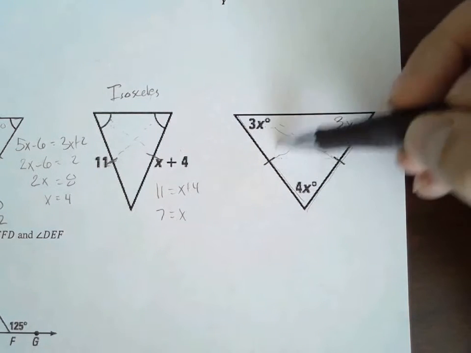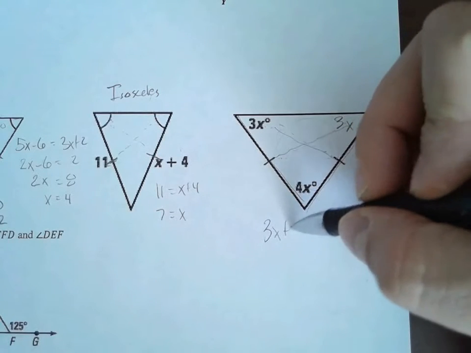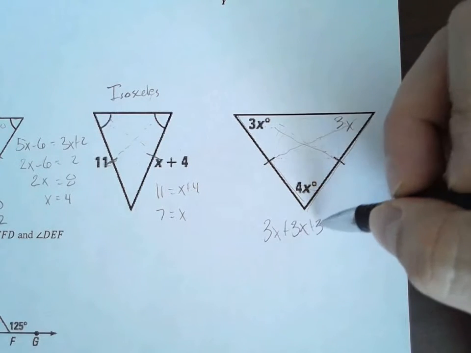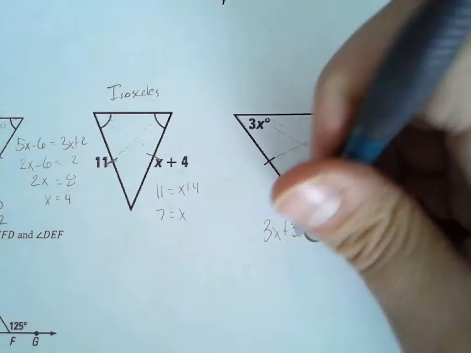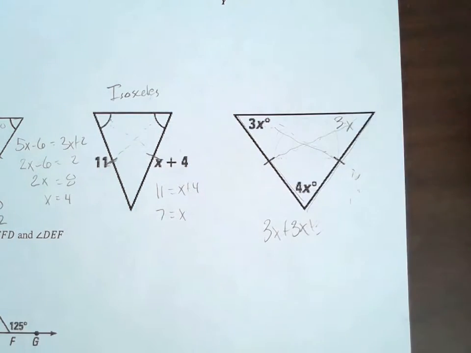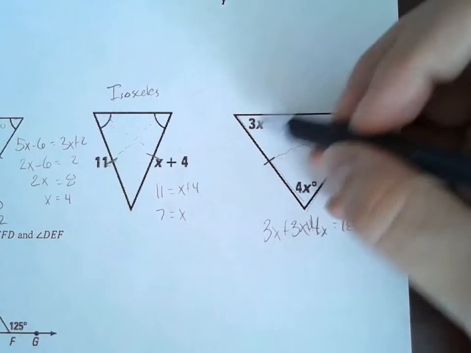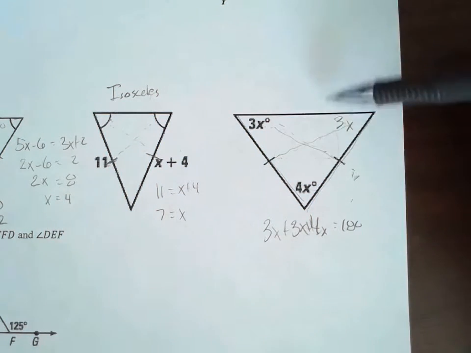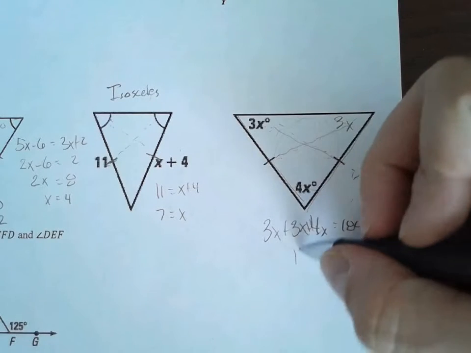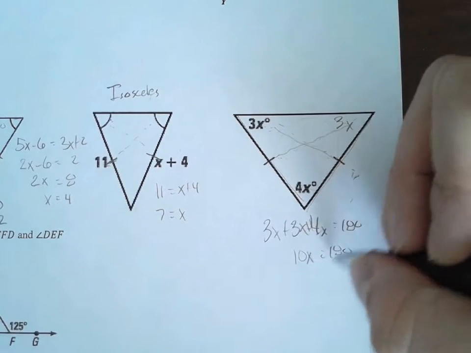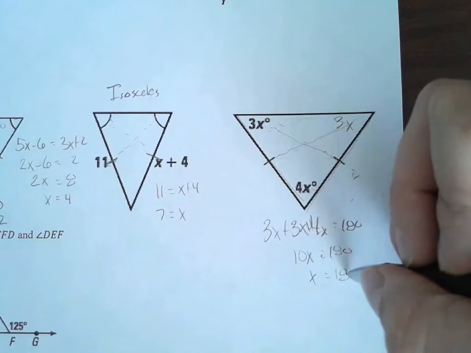And then inside of a triangle, you know everything adds up. Oops, sorry. You know everything adds up plus 4x equals 180. And any triangle all adds up to 180. So you can say 3x plus 3x plus 4x equals 180. You end up getting 10x equals 180. X equals 18.